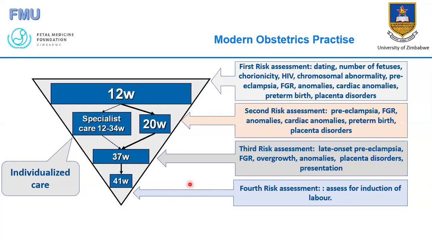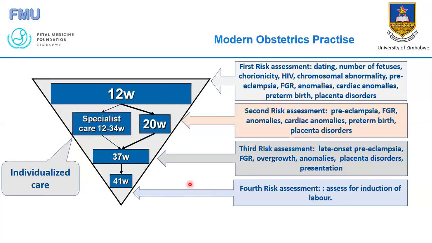Preeclampsia is a scourge amongst our people because it's more common in Black people, and it is really ravaging both mothers and babies if you go to the big hospitals. They need to be screened for small babies. Small babies are the ones that end up as birth asphyxia. You saw the chart that they are the second leading cause after preterm birth. They need to be assessed for fetal anomalies. They need to be assessed for cardiac defects, which are the commonest congenital defects globally. They need to be assessed for preterm birth. They need to be assessed for placenta disorders.